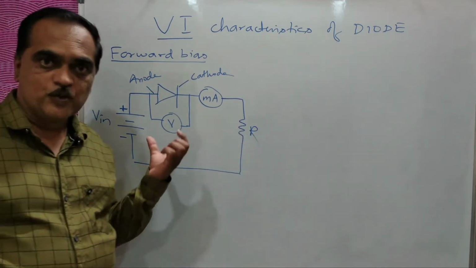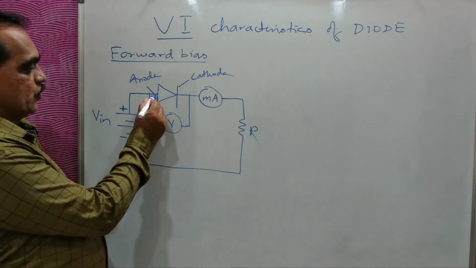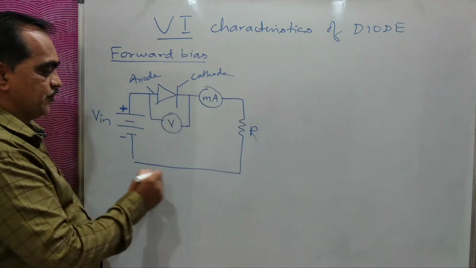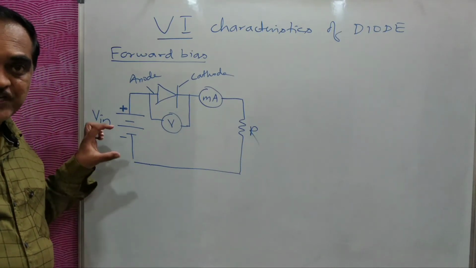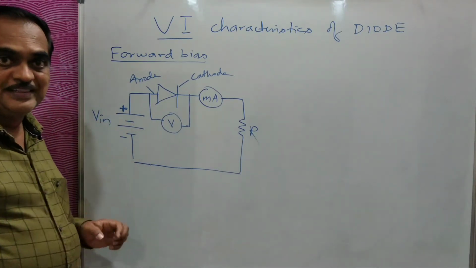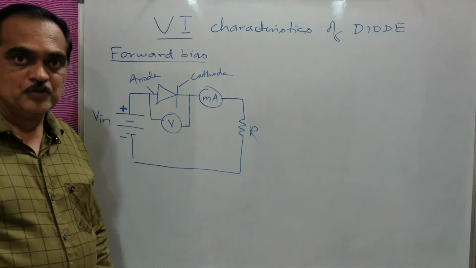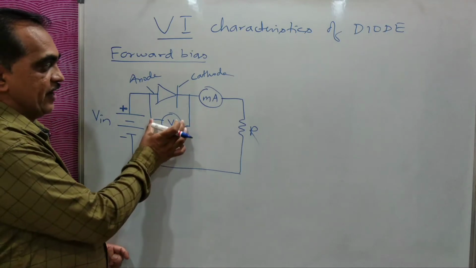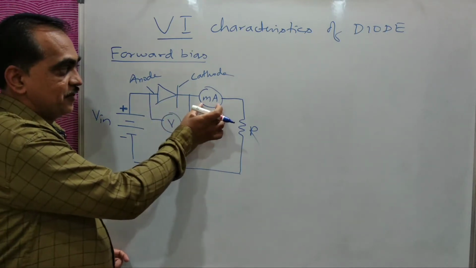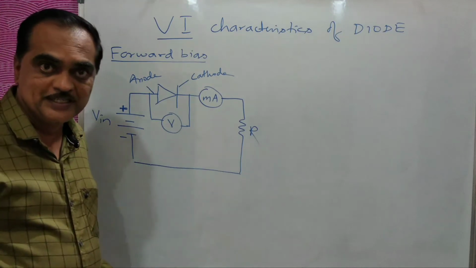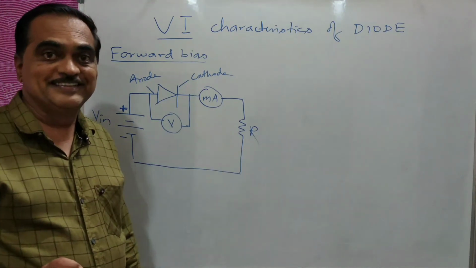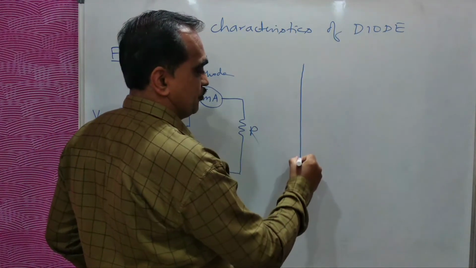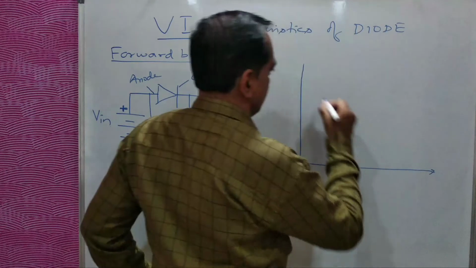Now if you connect the diode in this way, where the anode of the diode is connected to the positive terminal and cathode of the diode is connected to the negative terminal of the voltage applied battery, then it is called as forward bias connection. Now here, if you plot a graph of the voltage across the diode and the current flowing in the circuit through the diode, then it will be called as VI characteristics in forward bias. If you see the graph, it will be in the first quadrant.